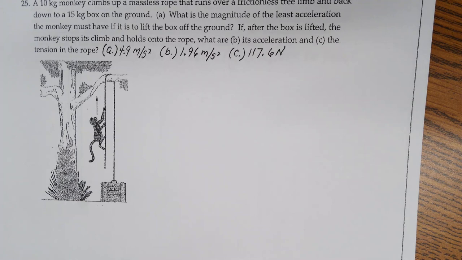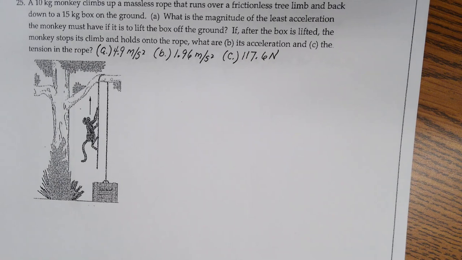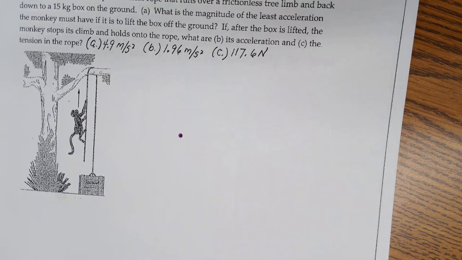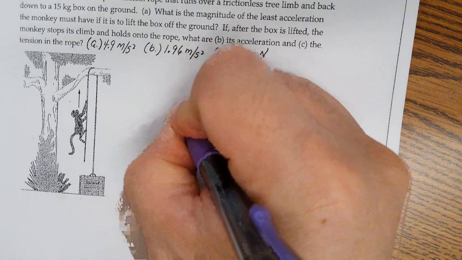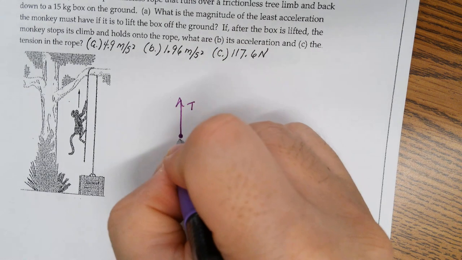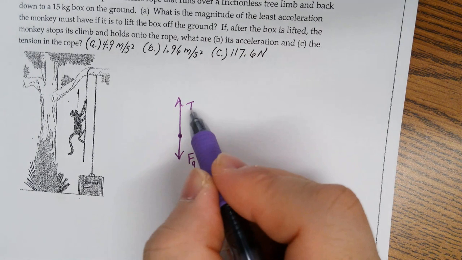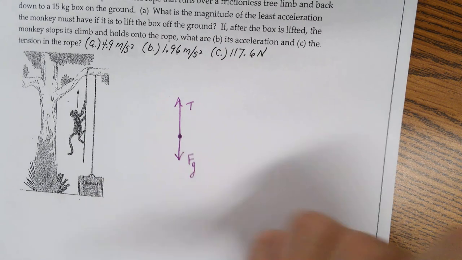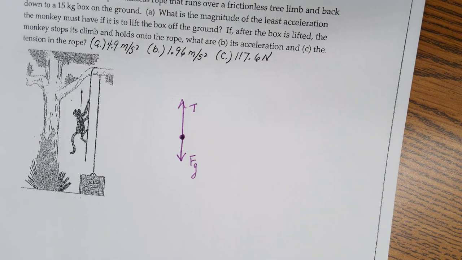right? Remember, like the bubble person climbing the rope in your note packet. So assume a spherical monkey. Remember that bubble person, the tension going up this way, and Fg going down this way. That tension actually comes from the friction on the rope caused by the monkey. But we're looking at just the monkey isolated by itself.